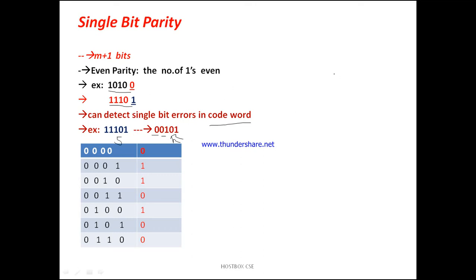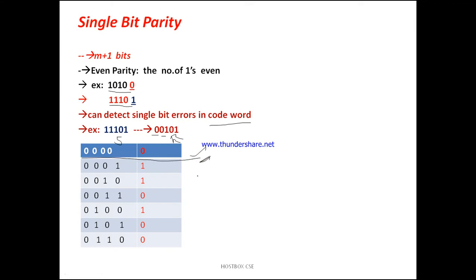You know why errors occur? Whenever we do data transmission, errors will automatically occur. Whenever an error occurs, we have to rectify it with the help of Hamming code or any other mechanism.